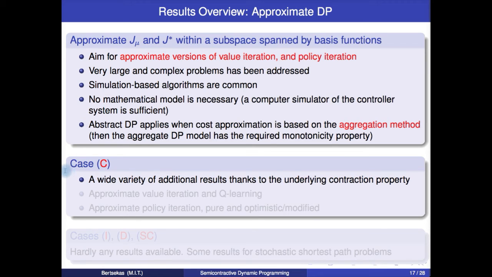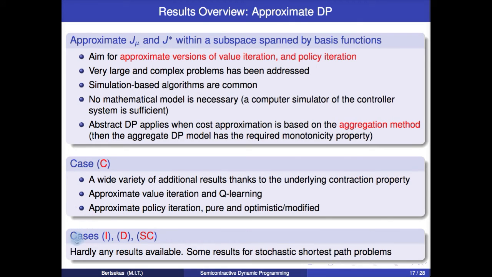For specific types of models, the most well-behaved case is the contractive case, for which there is a wide variety of results which hold thanks to the underlying contraction property. There is a version of value iteration that's approximate. There is also the Q-learning algorithm, which is an important algorithm within this context, and approximate forms of policy iteration, both pure and modified. In the case of other models, there are hardly any results available in the context of approximations. On the other hand, the case of a stochastic shortest path problem, which is important in applications, a special case of semicontractive model, has been discussed in some detail, and the analysis there under favorable assumptions is almost as powerful as the one for the contractive case.